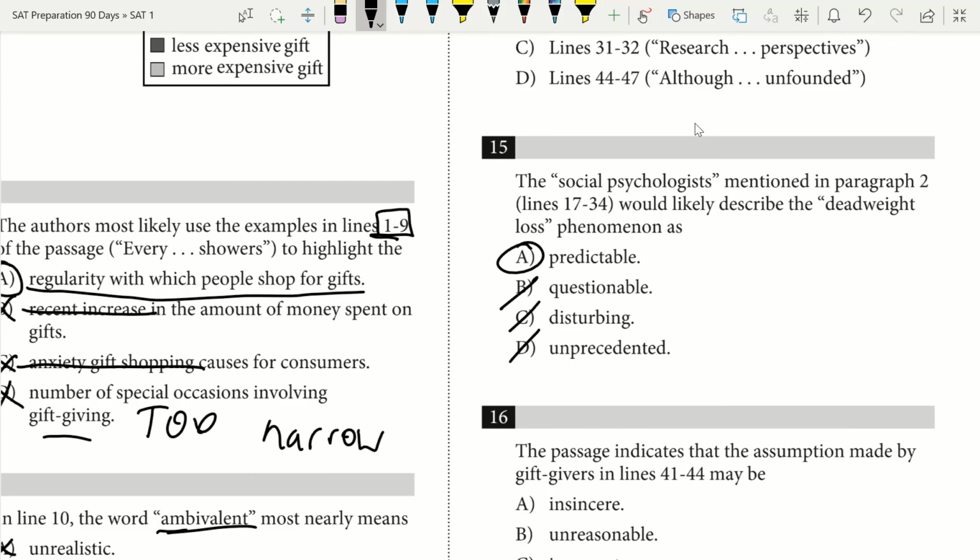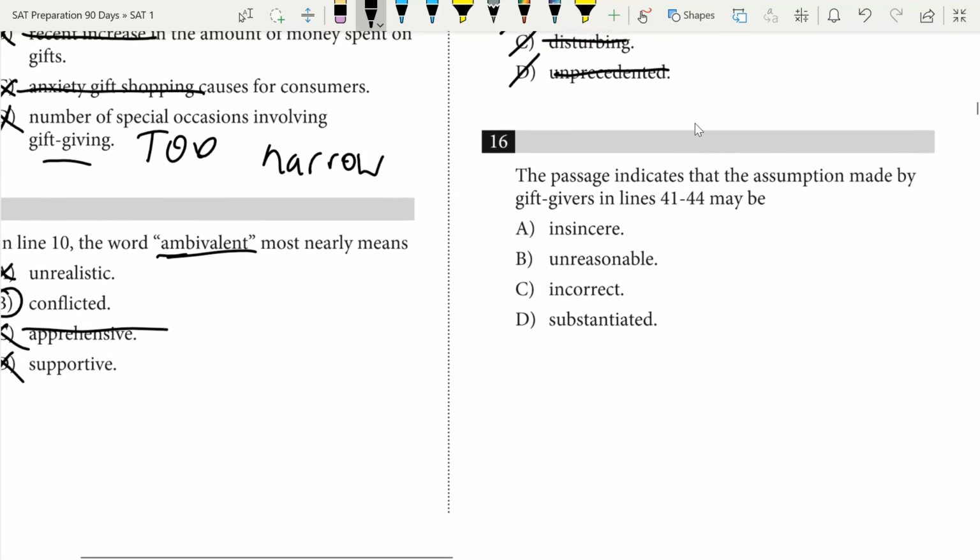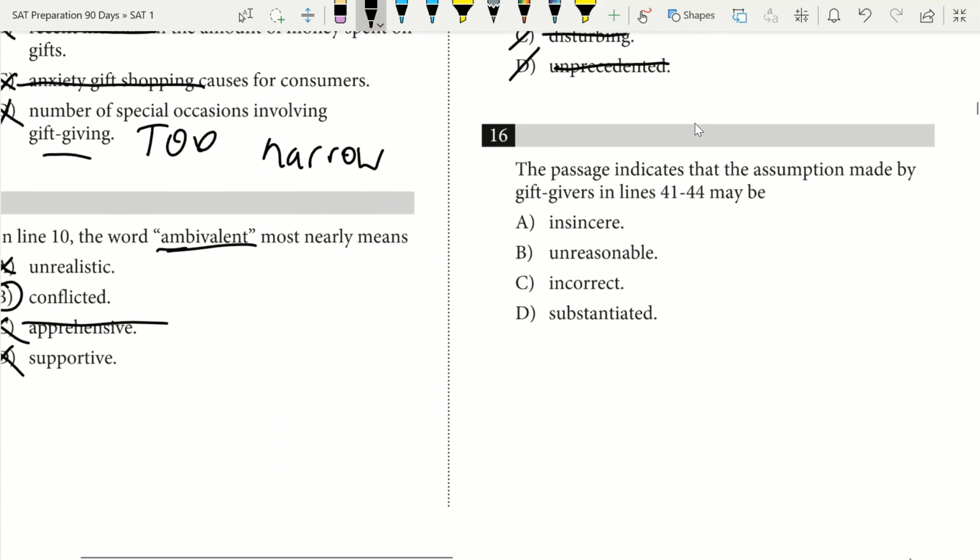So that's going to be A. Right? We don't talk about it being questionable. We talk about it being predictable. We don't talk about it being disturbing because we're not making a value judgment on it. And we don't talk about it being unprecedented because they say that it's predictable. They said it's not surprising, so it wouldn't be unprecedented. Unprecedented would be surprising, and they said it's not surprising.